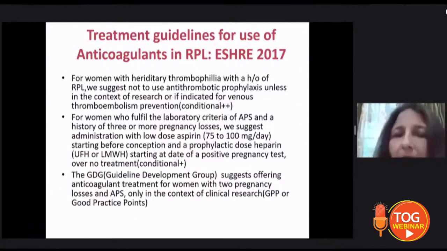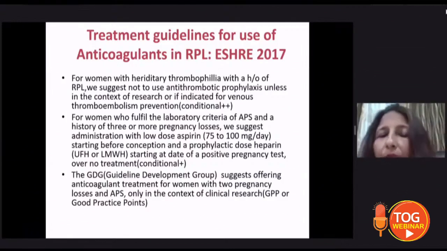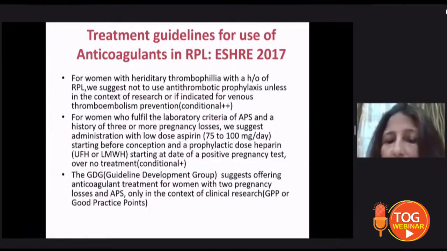There is a chart where you can decide whether the strength of recommendation is high or low. But for women who fulfill the laboratory criteria of antiphospholipid syndrome and a history of three or more pregnancy losses, the suggestion is administration of low dose aspirin starting before conception, with a prophylactic dose of low molecular weight heparin starting at the date of positive pregnancy test, over no treatment. Here the condition is single plus. So the guideline development group suggests offering anticoagulant treatment for women with two pregnancy losses and antiphospholipid antibody only in the context of clinical research.